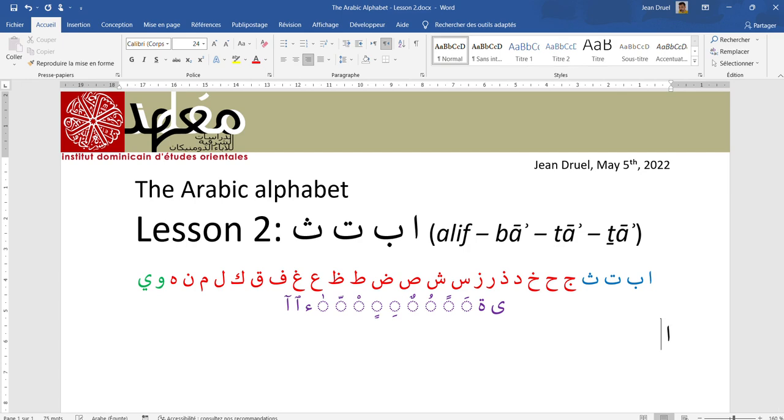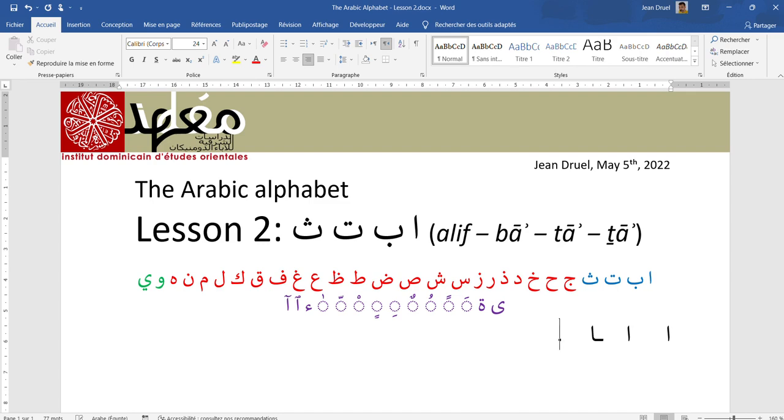This is our first letter, it's A. And as I told you, whenever we study an Arabic letter, we have to know the 4 shapes it can take. So this is the isolated shape. The initial shape is the same because it's not connected to the left. So this letter, A, is connected to the right, but not to the left.